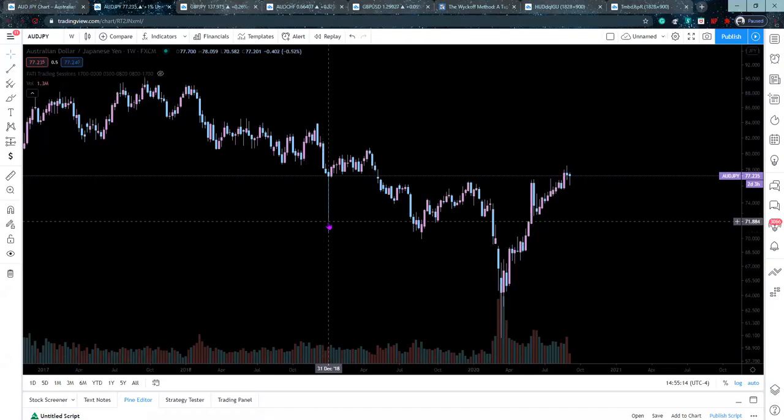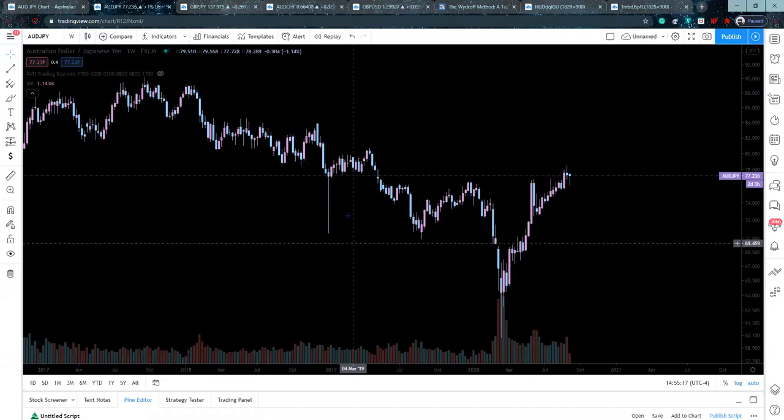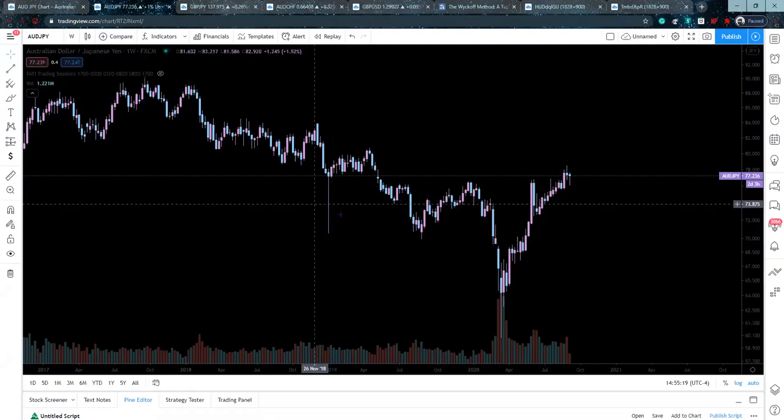Oh, actually, here's another example of good liquidity clearance. You see how there's exposed liquidity right here? Exposed liquidity, the left-right rule, right?